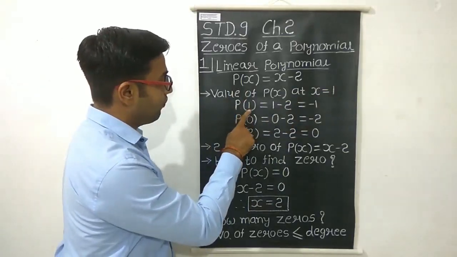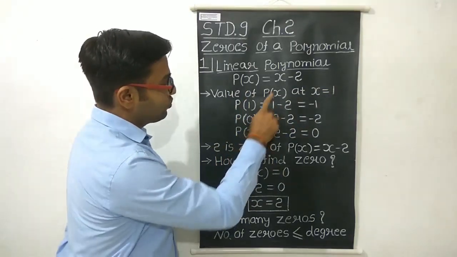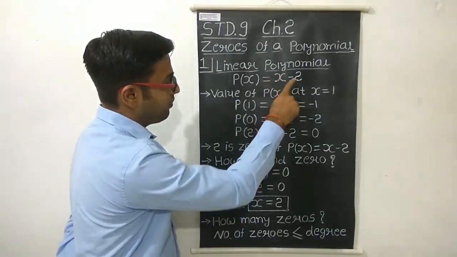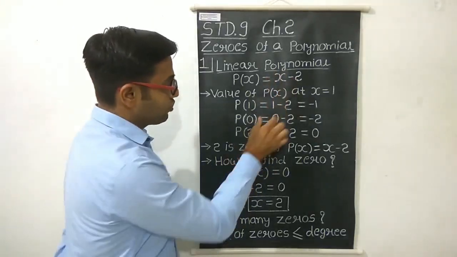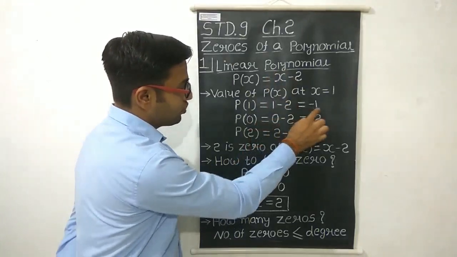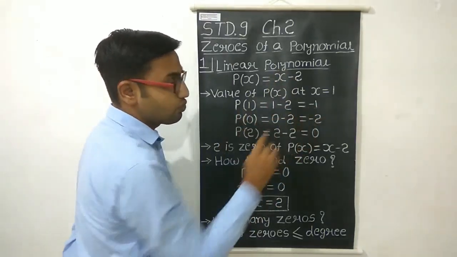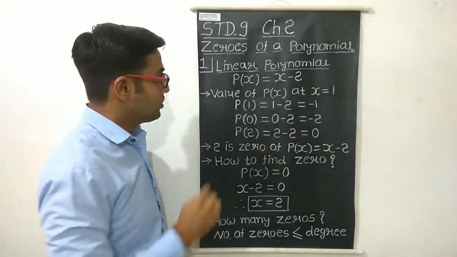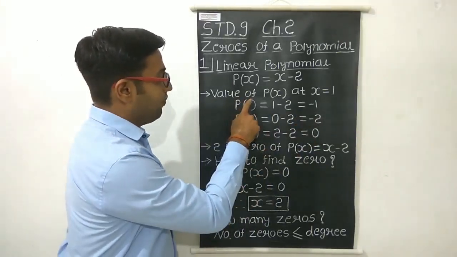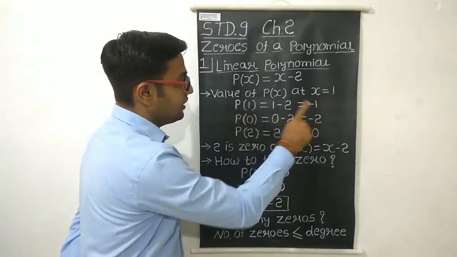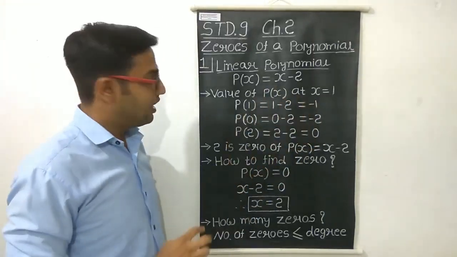What will happen if we put in 1 instead of x? We will get p of 1 is equal to 1, minus 2 remains as it is. So the total value we get, 1 minus 2, is equal to minus 1. So p of 1 is equal to minus 1. So the value of the polynomial at x is equal to 1 is minus 1.